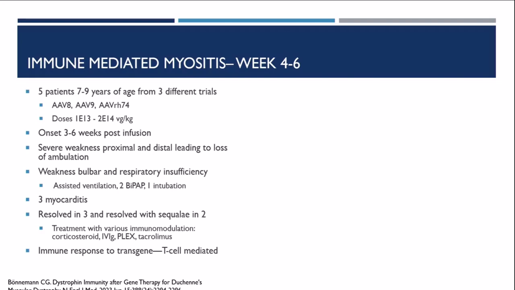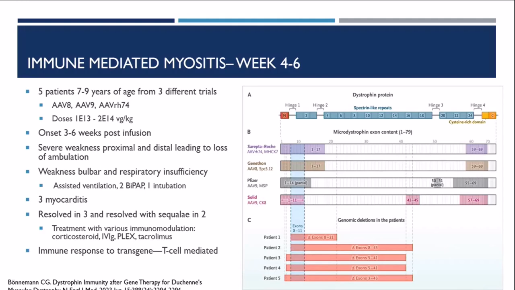And so when this group of people brought together by Dr. Bönnemann and Dr. Mendell got together, what they saw was this, and you'll see this figure in their paper. On the bottom are the mutations in the patients who had this adverse event; all had large deletions that overlapped and included the C-terminal end of the gene, in an area where all of the different microdystrophin constructs had the same protein. And so they've done some additional work to show that these are really a T-cell mediated response to the transgene. So you turn on this transgene, you have no immunotolerance for this novel DMD protein, and you make an immune response to this.